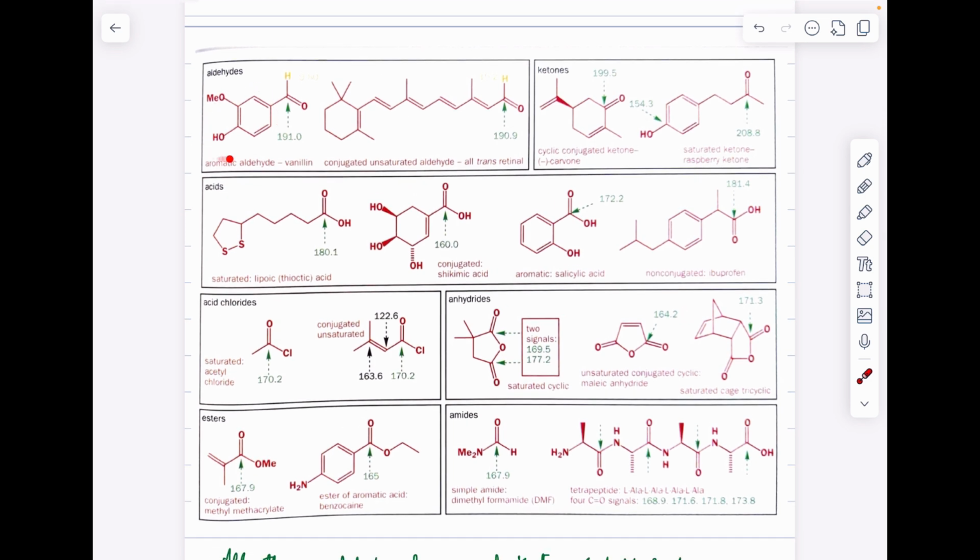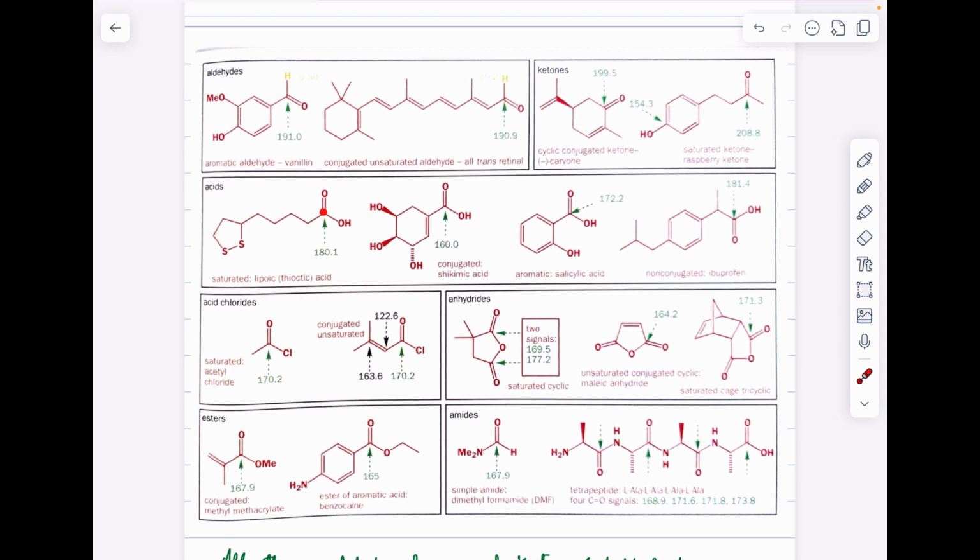This is an aromatic aldehyde, that is vanillin. Here the aldehyde C double bond O will appear at 191, and this is a conjugated unsaturated aldehyde, the trans retinal. Here the carbonyl will appear at 190, and these are the ketones. Carvone, where the carbonyl ketone will appear at 199, and in this case this is a saturated ketone, that is raspberry ketone. The carbonyl will appear at 208, and this one is an acid.